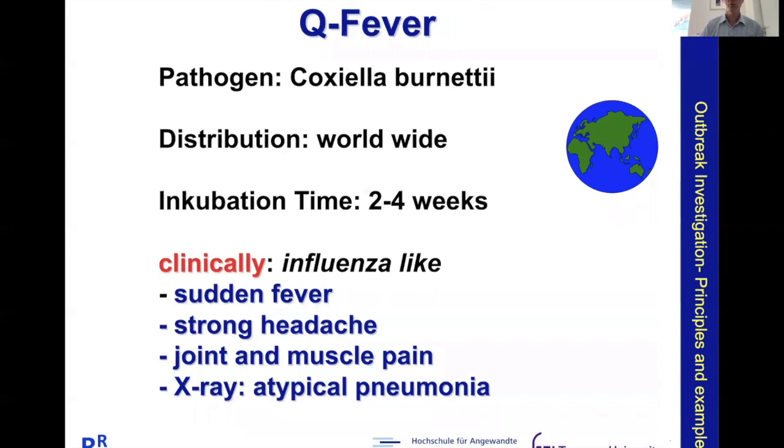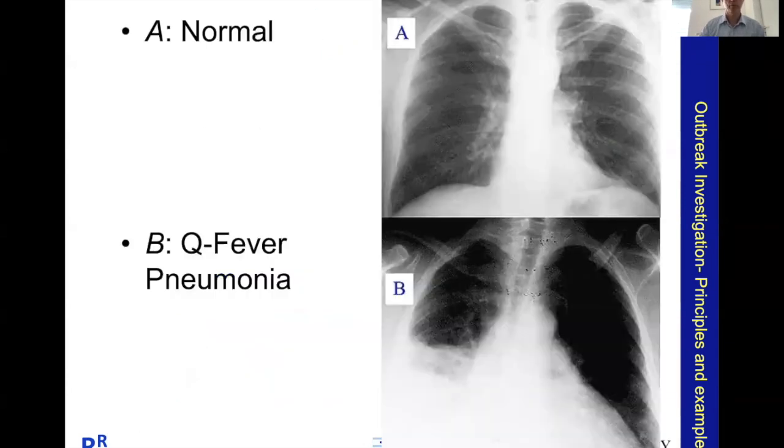Q fever, just a reminder, appears worldwide, except New Zealand. They have managed to keep it out. The incubation period, we heard 2 to 4 weeks. And clinically, it looks like influenza with sudden fever, strong headache, joint and muscle pain, and the X-ray was an atypical pneumonia. And people can be really ill.